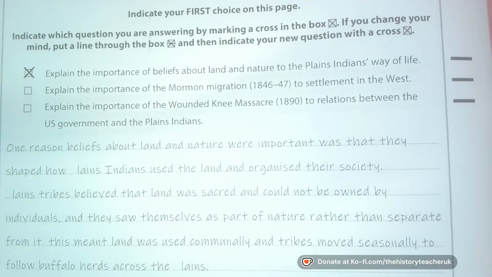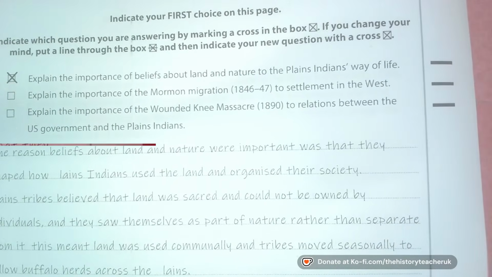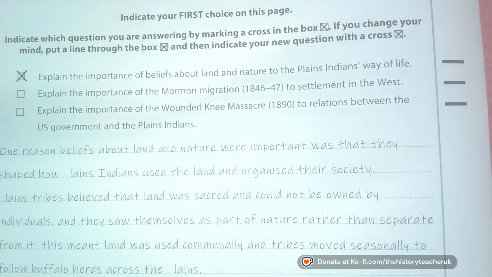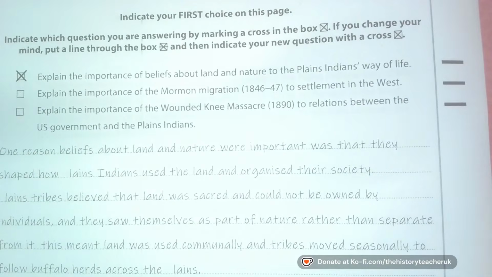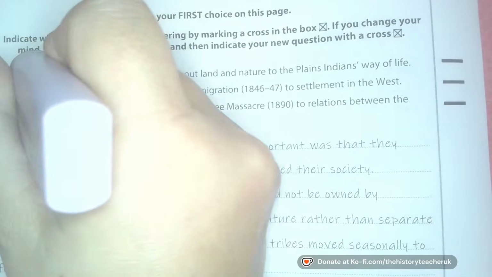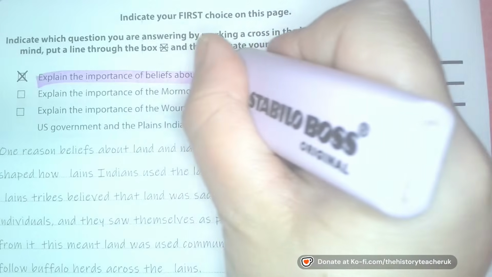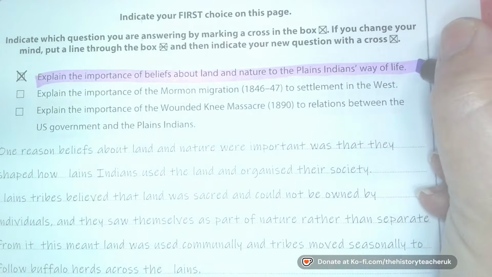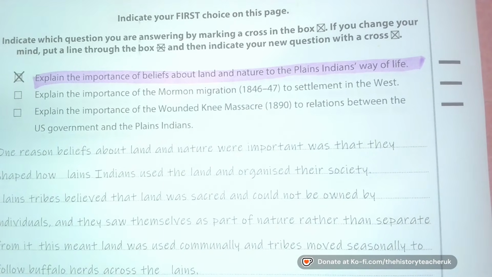So explain the importance of beliefs about land and nature. Let's highlight it because this is one we're going to do first. Explain the importance of beliefs about land and nature to the Plains Indians' way of life.